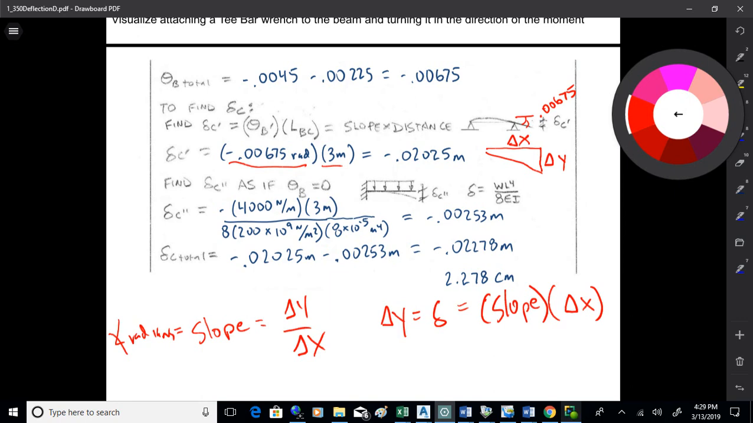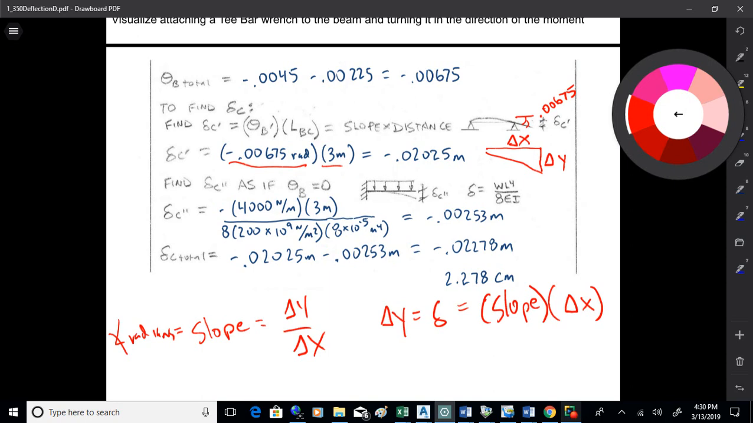If I can find the slope at that support, I can figure out the deflection of the end of the beam just by using the fact that slope is delta y over delta x. So delta y, which is what I just call that lowercase Greek delta, is just the slope times delta x.